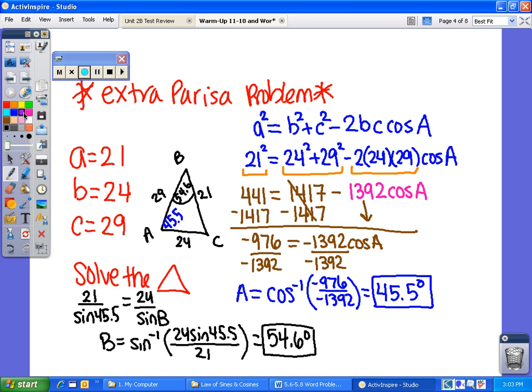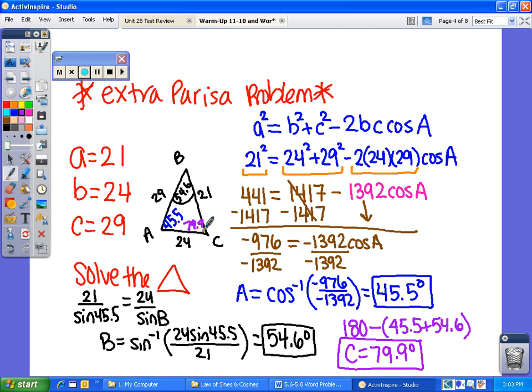Now the final thing I need to do is just add 45.5 to 54.6 and subtract it from 180. And I wind up getting that angle C is 79.9. So that is how you solve law of cosines when you have no angles and you have to solve for all the angles. Alright? That's just for Parisa.